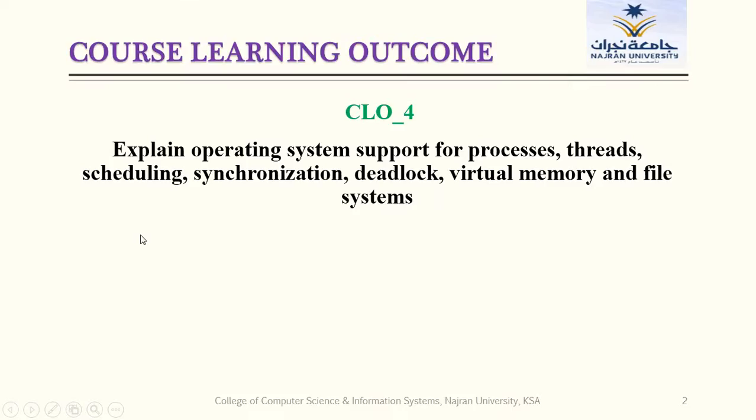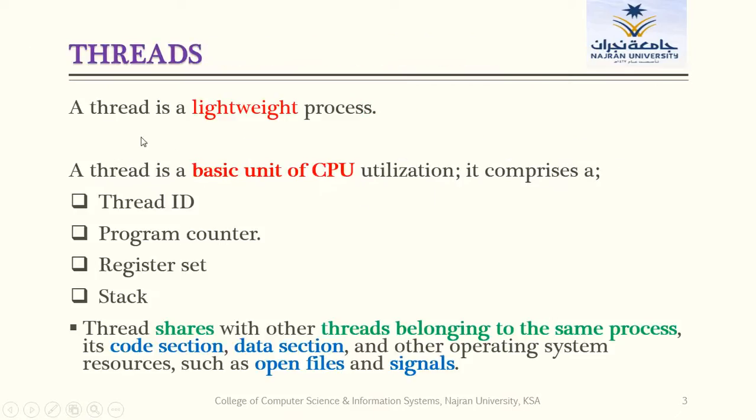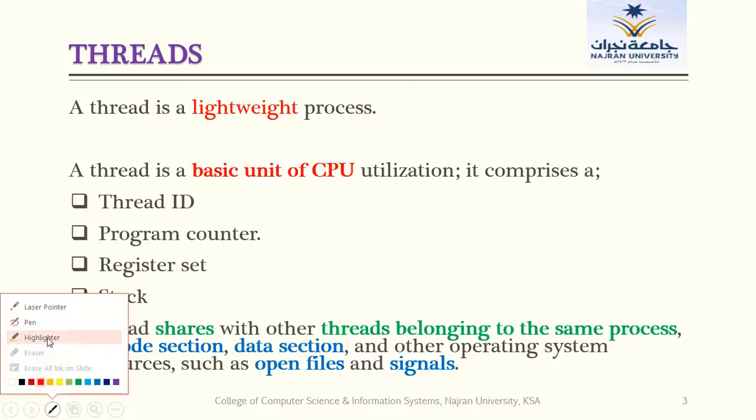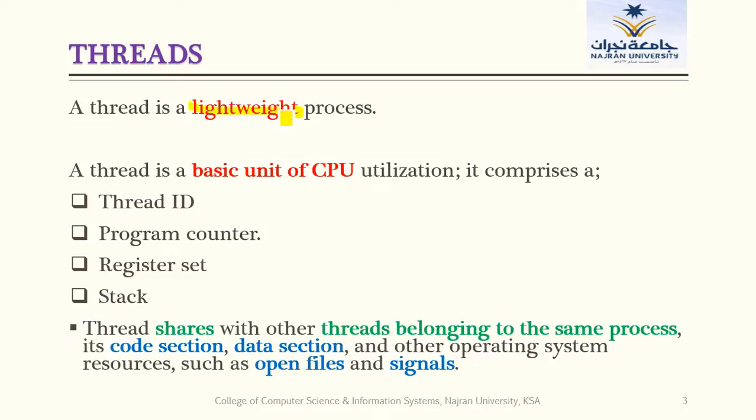In lecture number 5, we started our discussion from thread, and we said a thread is a lightweight process. This is also a process, but a lightweight process. It consists of thread ID, program counter, register set, and stack. Like a process, a thread also has these four components: thread ID, program counter, register set, and stack.